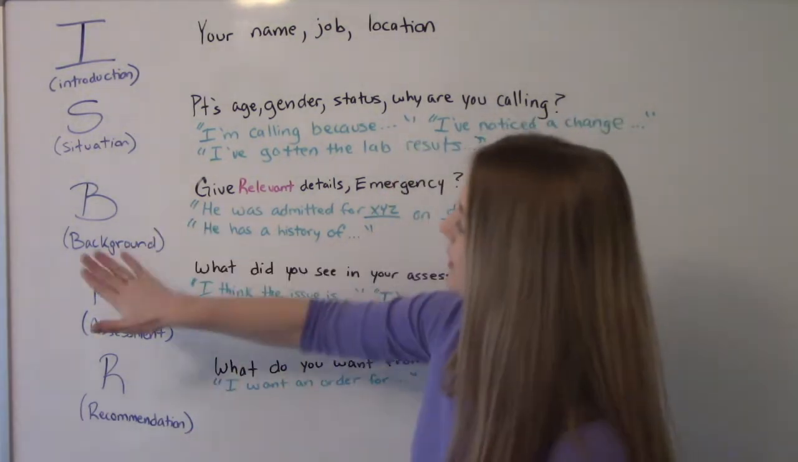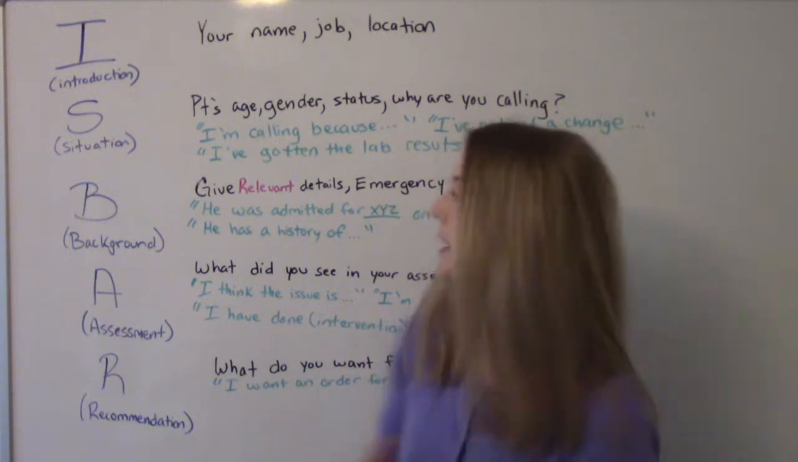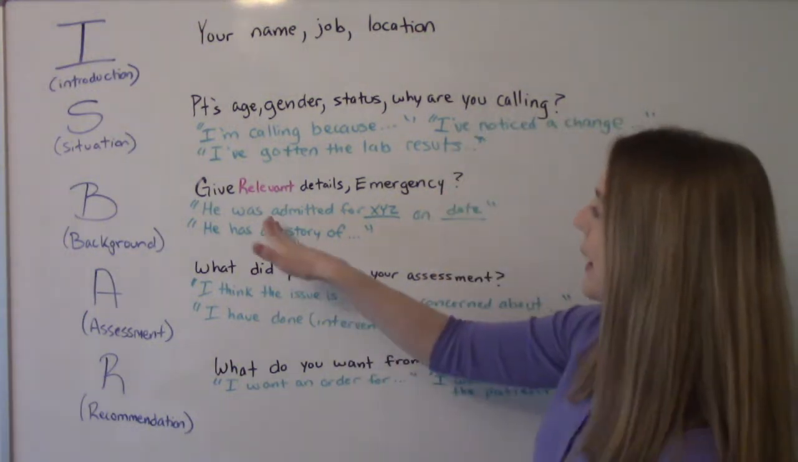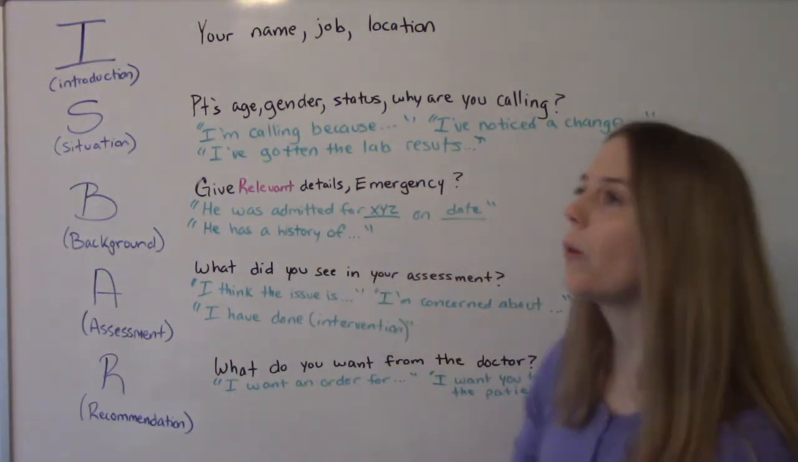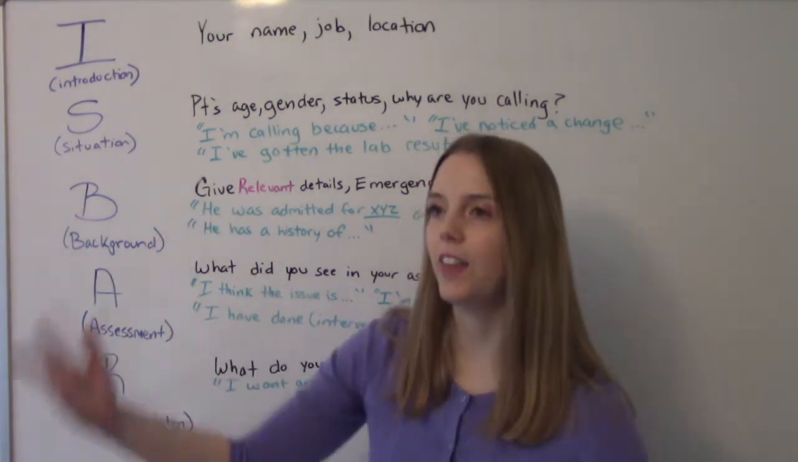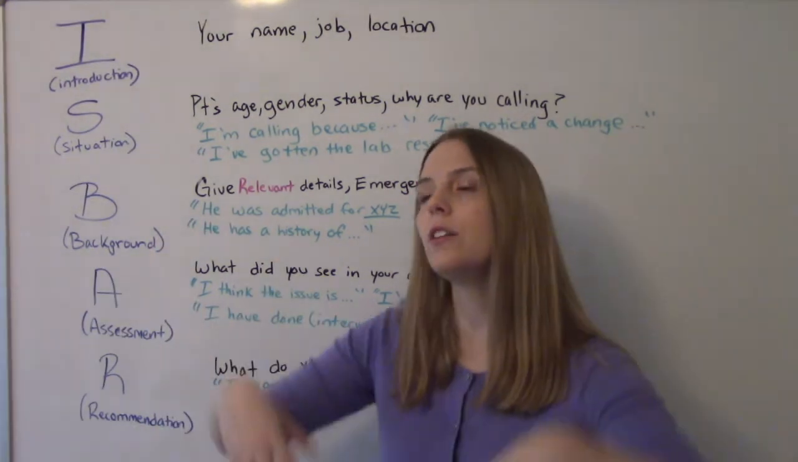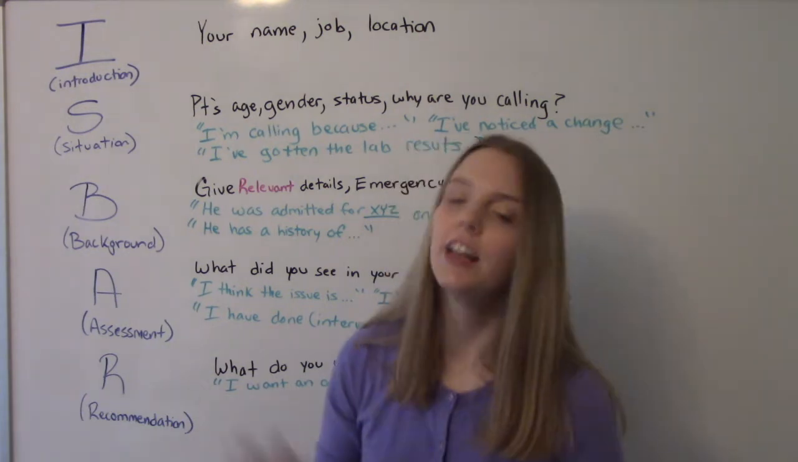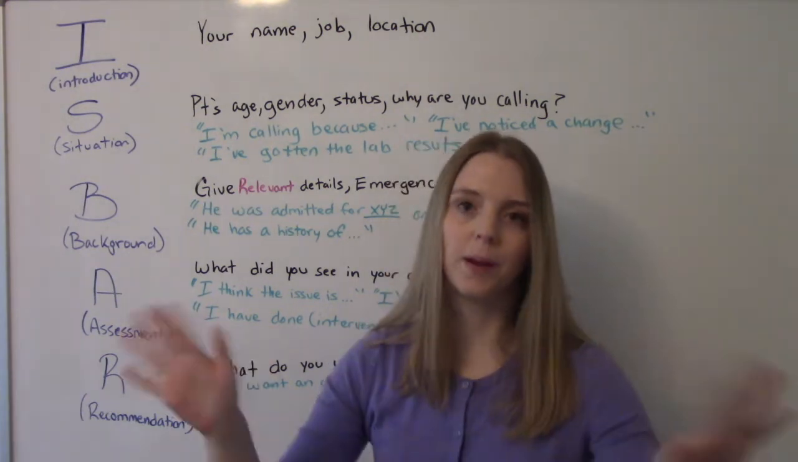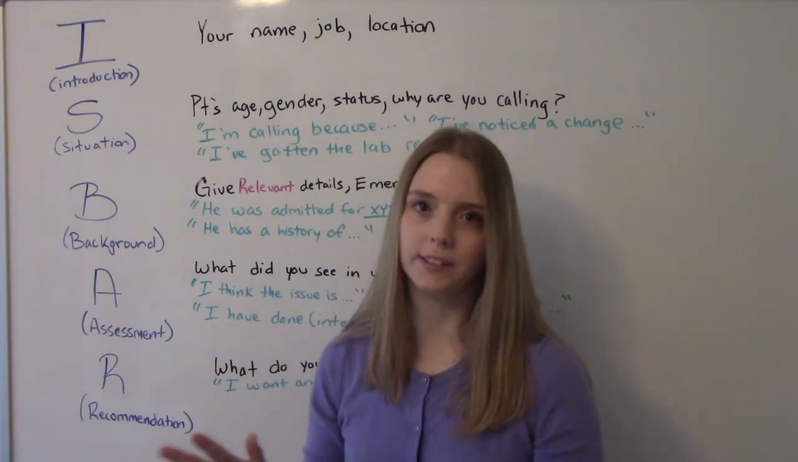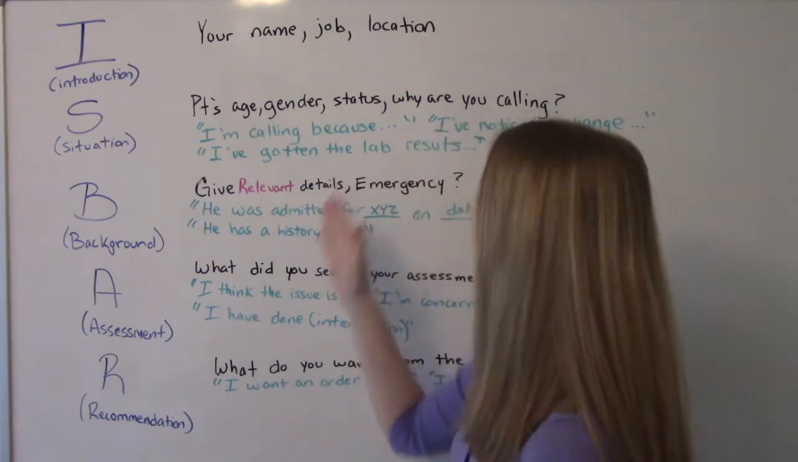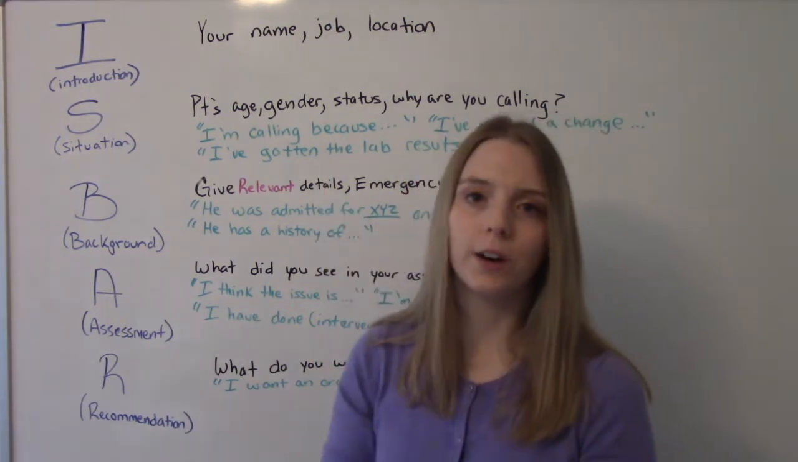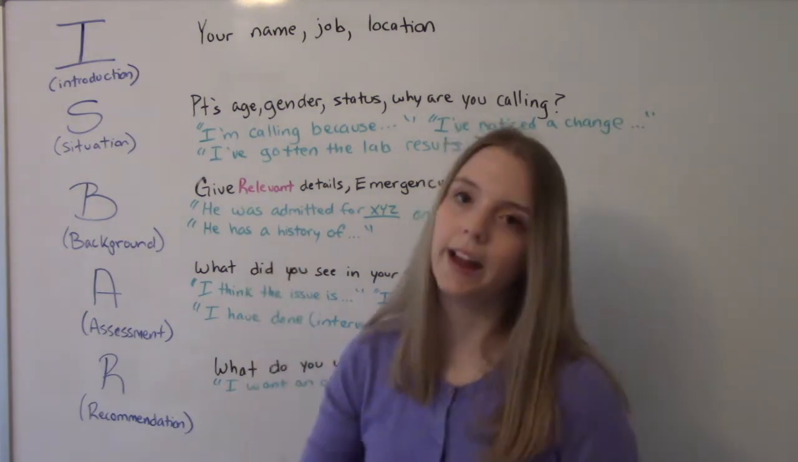So B is for the background, the background of the patient. You want to give relevant details. You don't want to go into this big long thing about the patient and, oh, this started 3 years ago when they fell and then they did this. Like, don't do that, okay? The doctor doesn't care about that. They're going to be annoyed with you if you're wasting their time. So give relevant details. What's the most important stuff the doctor needs to know right now?